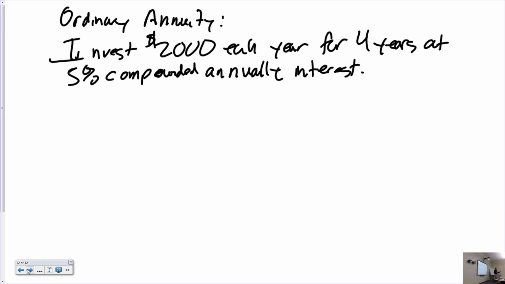And note, when you invest and when you compound, always the same. Okay, so we're investing $2,000 a year, we're compounding yearly. If the compounding was semi-annually, then we would be investing $2,000 twice a year, because that's semi-annual. So realize that those two things are always the same.